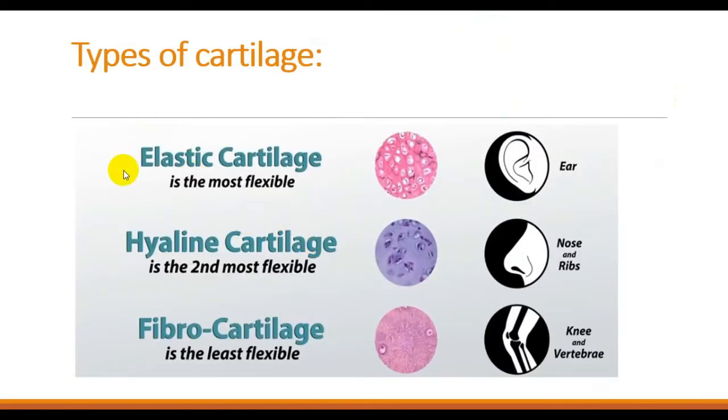Basically there are three types of cartilage. Elastic cartilage, which we have in our ear, is the most flexible one, and under the microscope we can see the cells of elastic cartilage like this. The second one is hyaline cartilage, which is the second most flexible cartilage. Under the microscope we can see it like this, and it's in our nose and ribs. The third kind of cartilage is fibrocartilage, which is the least flexible, and we can find it in knees and vertebrae, and under the microscope we can observe it like this.